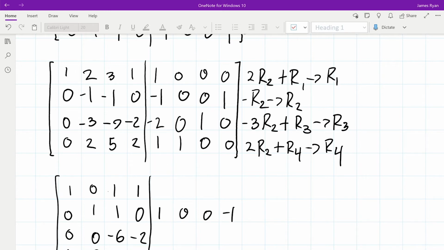Then 2 times -1 plus 1 is -1. 2 times 0 plus 0 is 0. 2 times 0 plus 0 is 0. 2 times 1 plus 0 is 2. And then -3 times -1 plus -2 is 1.